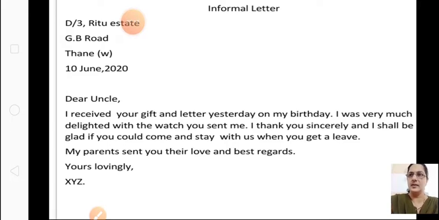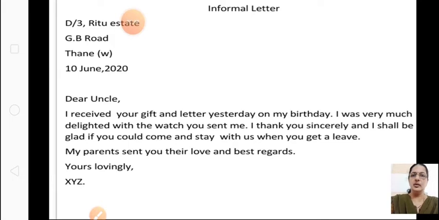See, the address is given. Then after that, the full date, 10th June 2020. After 10th June, a comma is there. Then you are writing a letter to your uncle. So you will write dear uncle, put a comma. Then after the body is over, you will write yours lovingly. There is no apostrophe in yours. Then you will write your name. This we have given in your written work. You can go through a sample of the letter.